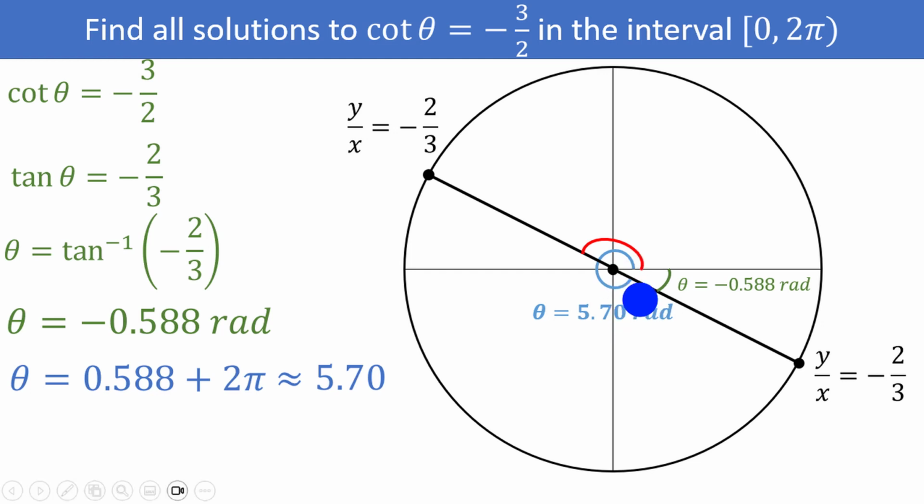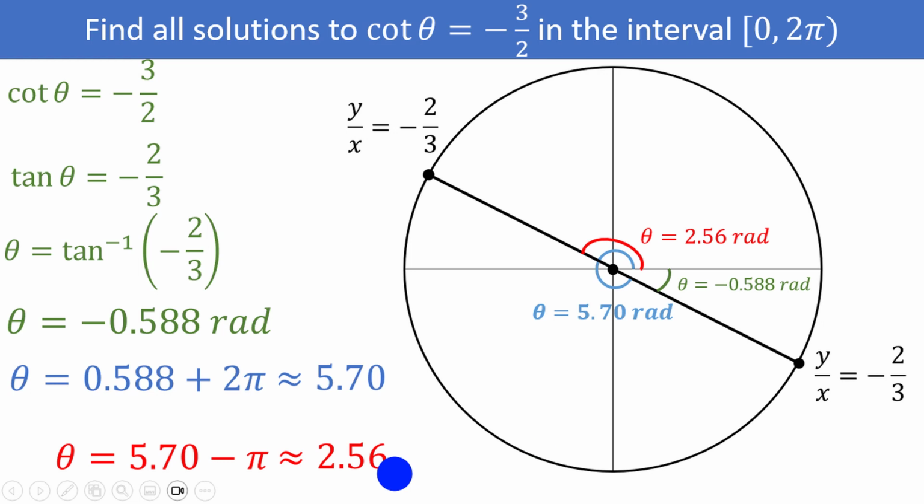I could take the 5.7 radians and subtract pi. I could take my original value here and add pi. Let's see what I did here. It looks like I took 5.7 and I subtracted pi. So whichever way you want to get to this other angle, it's just going to be either subtracting pi from 5.7 or adding pi to -0.588. Either way, you should get 2.56. Okay, so our two answers are 5.7 and 2.56.